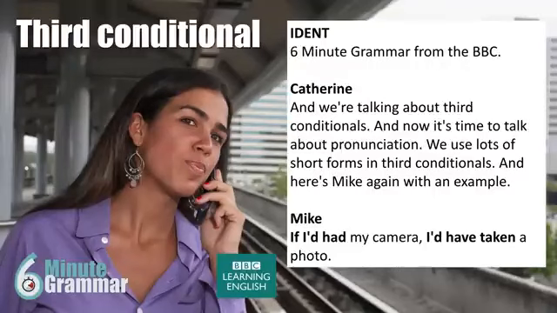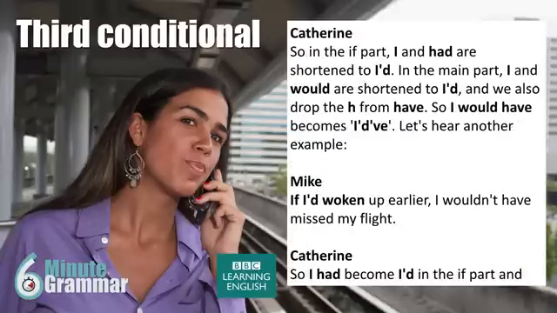And we're talking about third conditionals, and now it's time to talk about pronunciation. We use lots of short forms in third conditionals, and here's Mike again with an example. If I'd had my camera, I'd have taken a photo. So in the if part, I and had are shortened to I'd.